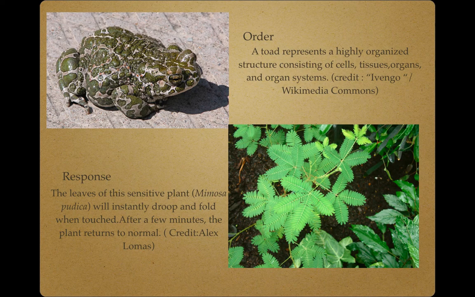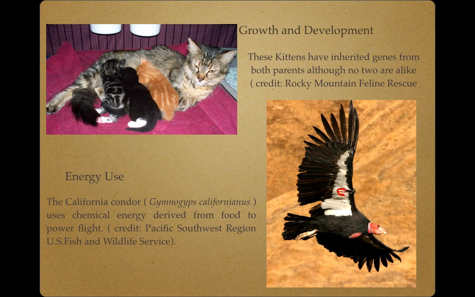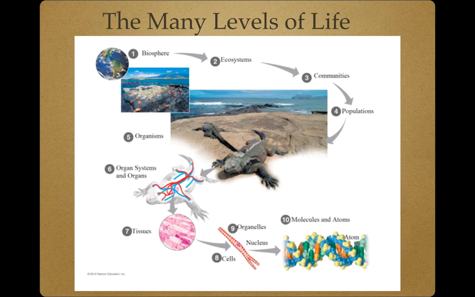So for the response, I have here the Mimosa pudica, wherein its leaves are very sensitive and it will instantly droop and fold when touched. After a few minutes, the plant returns to its normal state. The kittens which are being shown in this slide have different fur colors, though they have inherited their genes from both parents. For energy use, one good example is this California condor, which uses chemical energy derived from food to power its flight.